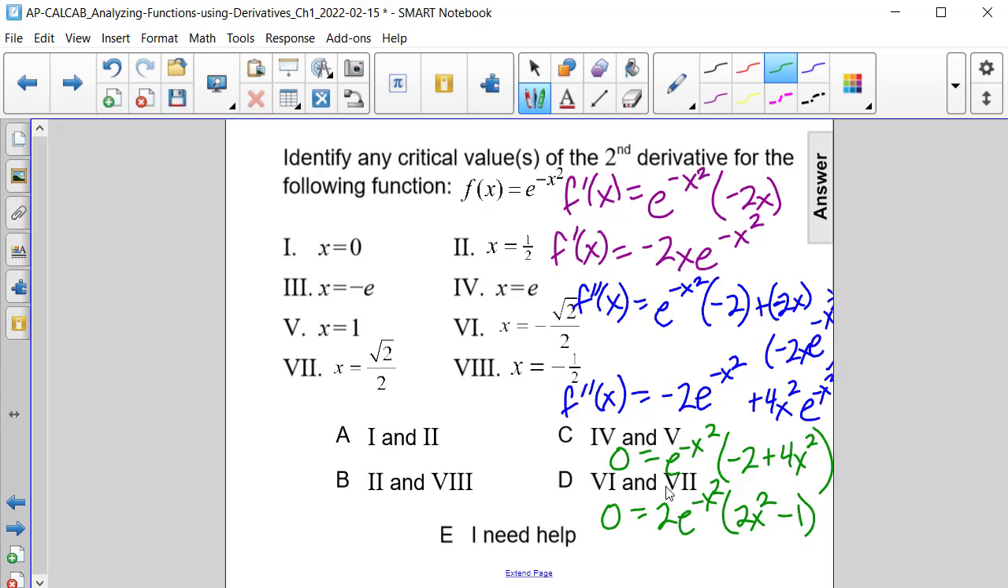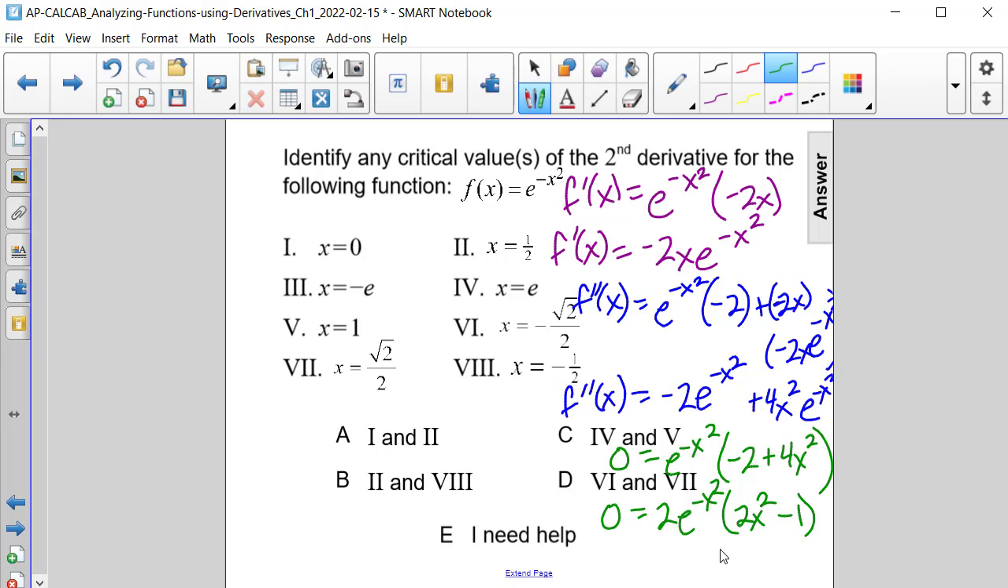All right, so now if we think about e to the negative x squared, e can actually never be equal to 0. If you have positive and negative exponents, it just moves e to the top and bottom. So therefore, what's factored out has nothing to do with our critical values for the second derivative. It all has to do with what's inside of the parentheses here.